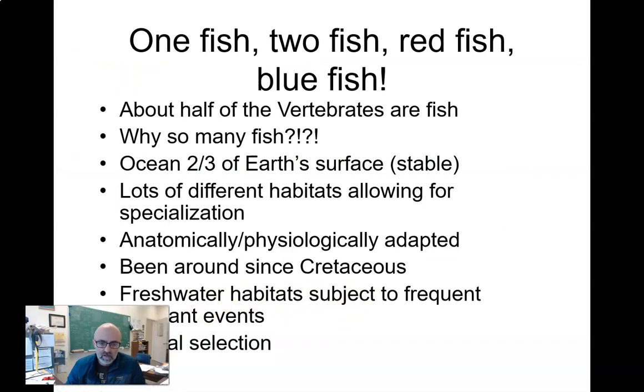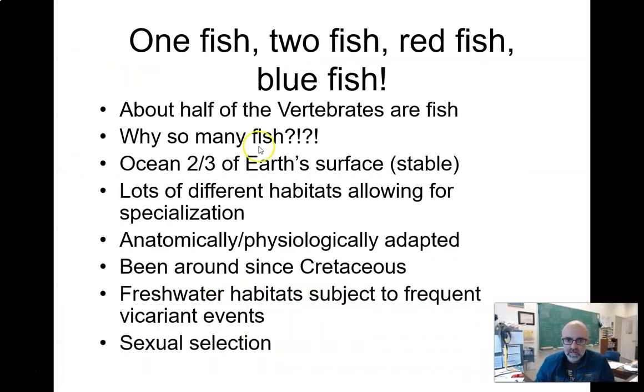So, why so many fishes? Well, number one, there's a lot of water. There's a lot of different types of water. There's deep sea, surf, intertidal type of habitats. There's estuaries. There's reefs. There are freshwater rivers and streams and lakes and creeks. So all those different habitats have different environmental conditions that allow for adaptation and specialization.